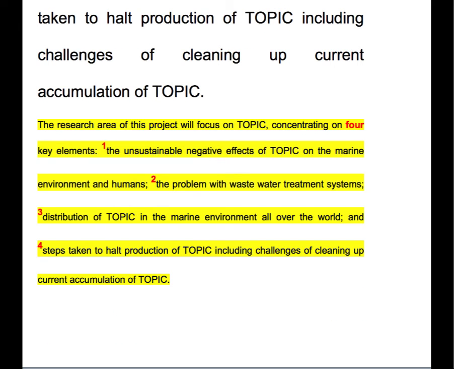Well, here we are again. And this time we're looking to see how the student signalled to their audience that they were going to talk about parameters or identify the parameters for the audience. We wanted to know how many parameters, and not only how many, but just what those parameters were. So let's have a look. The research area of this project will focus on topic, concentrating on 4 key elements. Well, there it is in the first sentence.